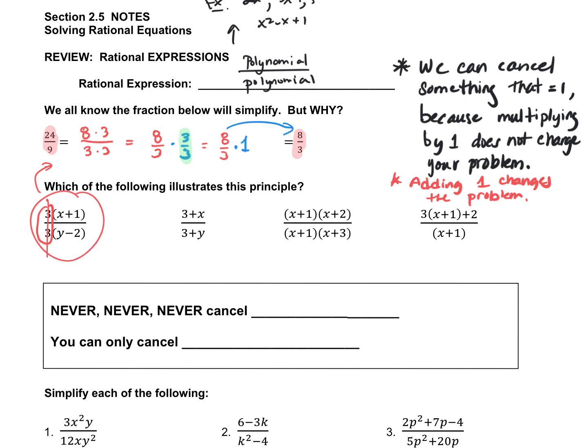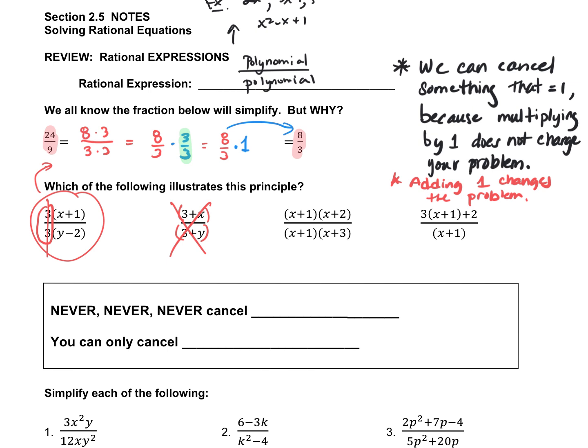All right. Now this one right here, it looks like it could be, but I am not multiplying 3 times x and 3 times y. I'm adding, and when I add, that changes my problem. Okay, these belong together. They're not allowed to be separated. So therefore, this is not something that illustrates the principle from above.